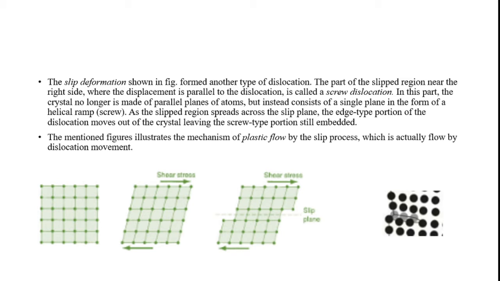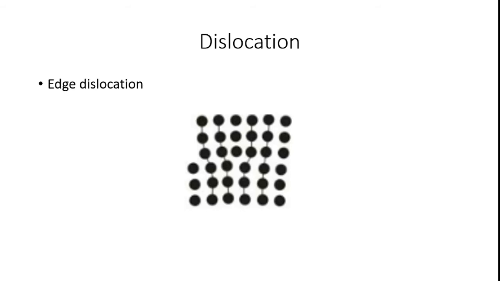Let's look at the mechanism of plastic flow by the slip process, which is actually flow by dislocation movement. With this kind of slip deformation, plastic flow occurs in a crystal. So now you are aware of the defects and what is meant by plastic flow in crystal structure. And then dislocation: already I told you what is meant by dislocation. With the aid of the slip plane, I explained how the dislocation occurs.